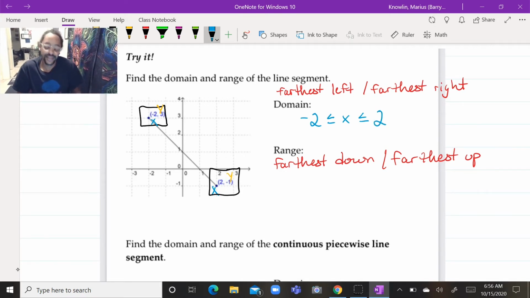Now let's take a look at the range, which is the furthest down. The furthest down is -1 less than or equal to y, which is less than or equal to the furthest up, or the highest point, which would be +3.